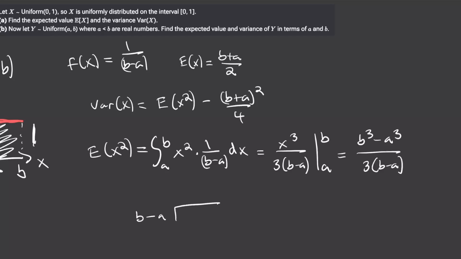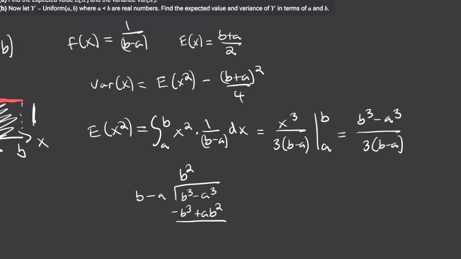We're going to divide b cubed minus a cubed by b minus a. So b goes into b cubed b squared times. When we multiply this by b squared, we get b cubed minus a times b squared. And we're subtracting this off right here, so we distribute that. We get negative b cubed plus ab squared, and then when we add these up, we get 0, obviously, and then we get ab squared minus a cubed.